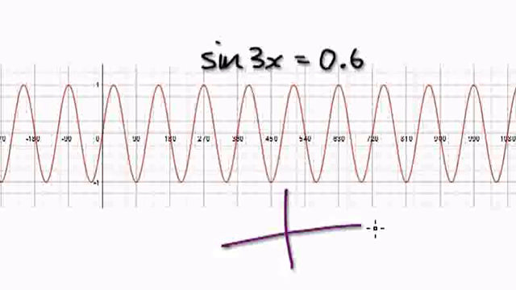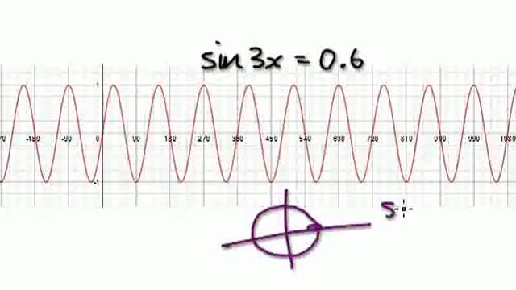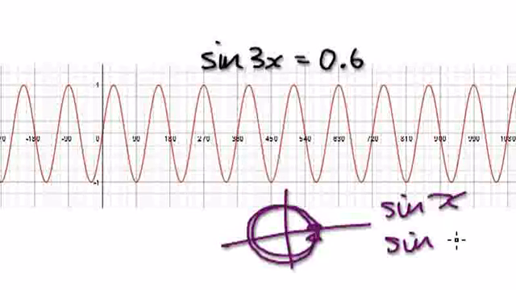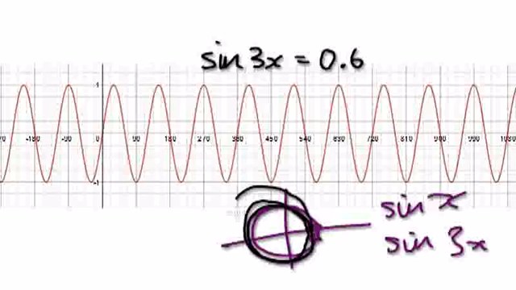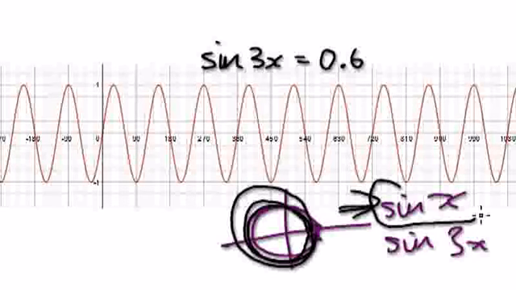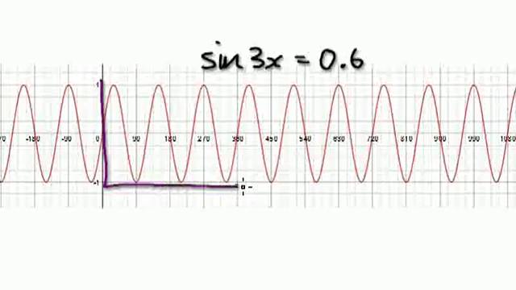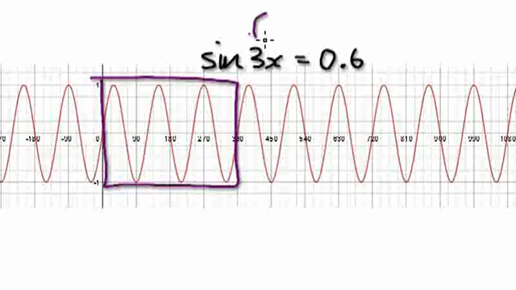Remember with our circle, our normal sine of x means one period would be 360. But now that we've got sine of 3x, it means that we would have done 1, 2, 3 revolutions in the time that it takes for the normal sine of x to make one revolution. Normally, one revolution would be 360 here. Now because of this 3 here, we've got 3 revolutions inside here.